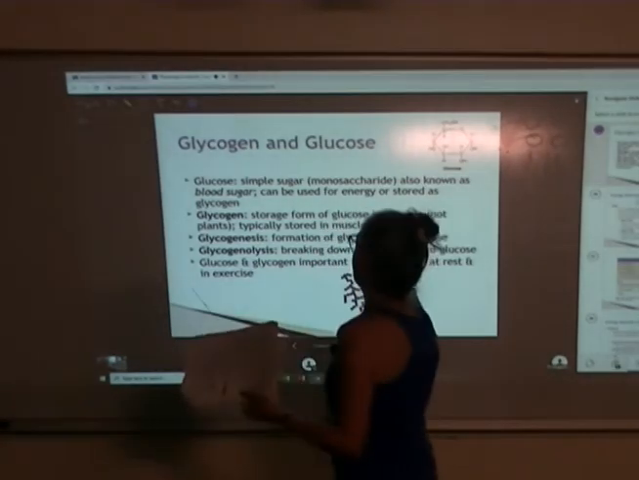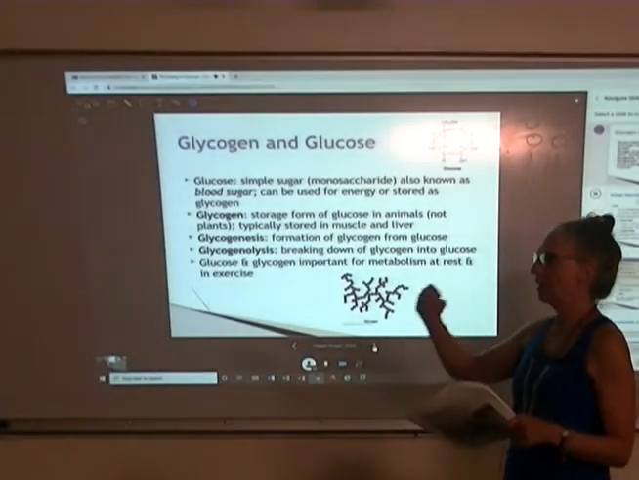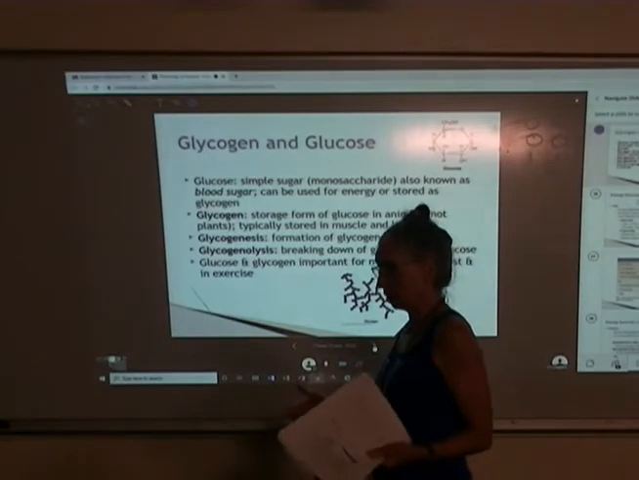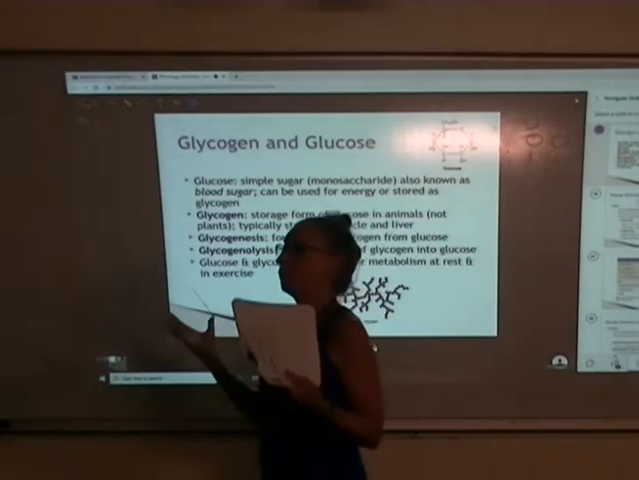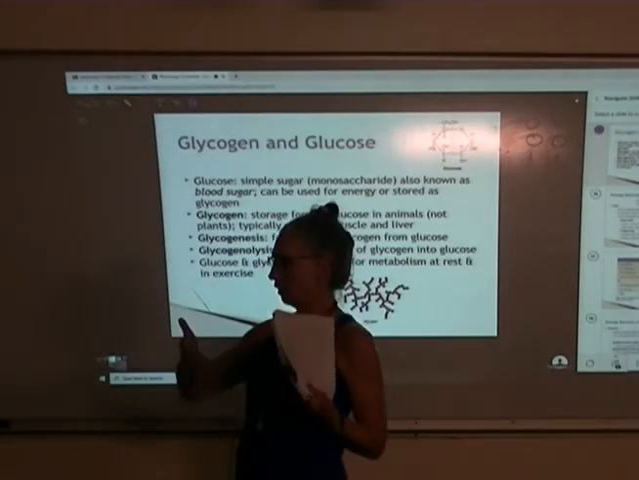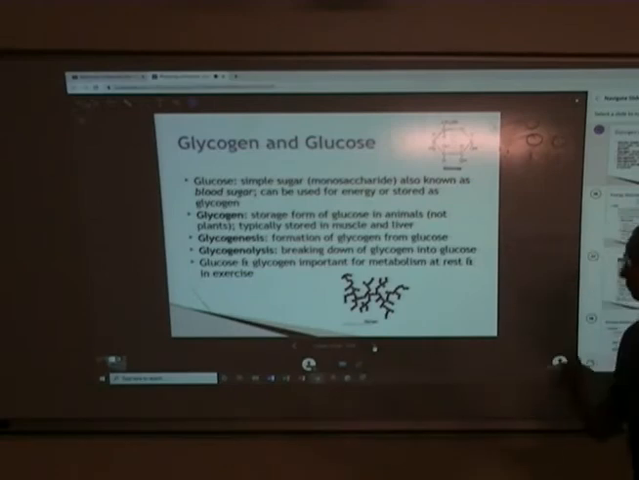The glycogen that's in the muscle provides a substrate for glycolysis, which is one of our anaerobic systems. So both sources supply energy, but in slightly different ways, okay?